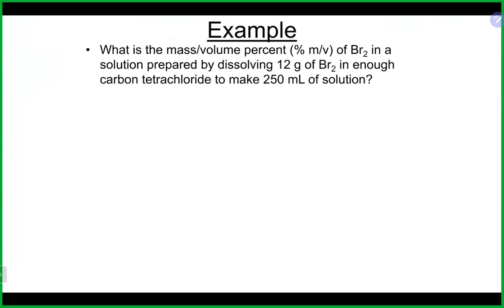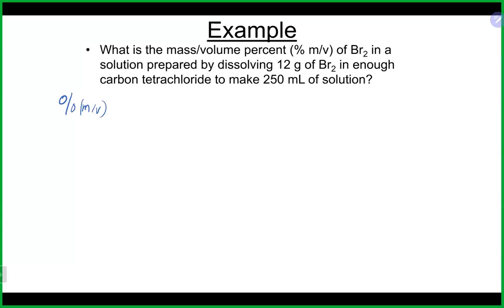All right, so why don't you try this one here? What is the mass to volume percent of Br2 in a solution prepared by dissolving 12 grams of Br2 in enough carbon tetrachloride to make 250 milliliters of solution? Okay, so let's take a look. We're looking for the mass to volume percent here.